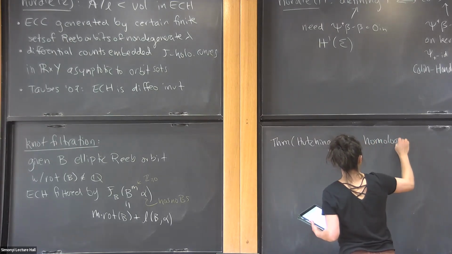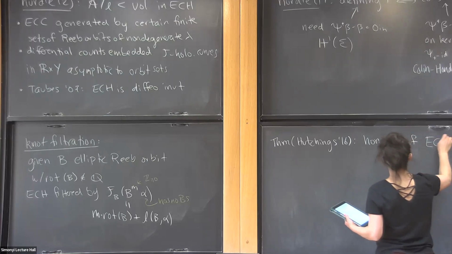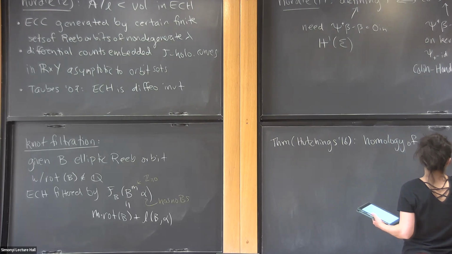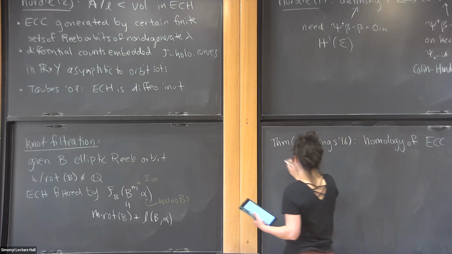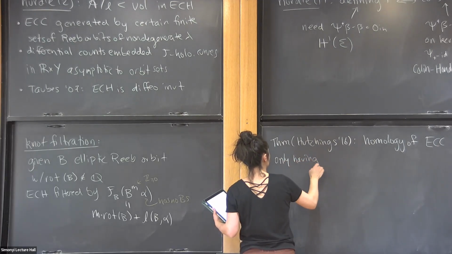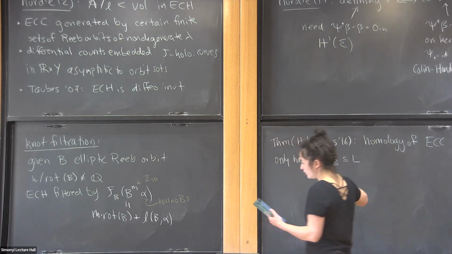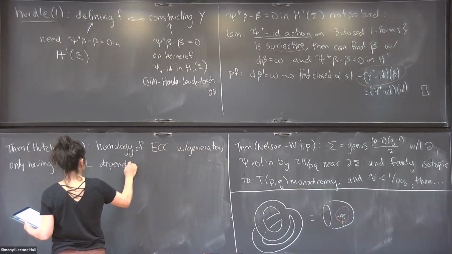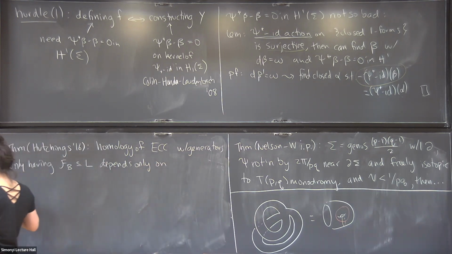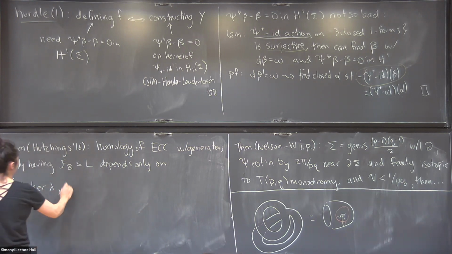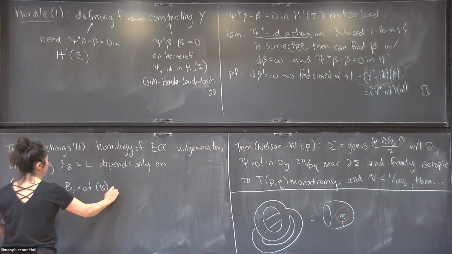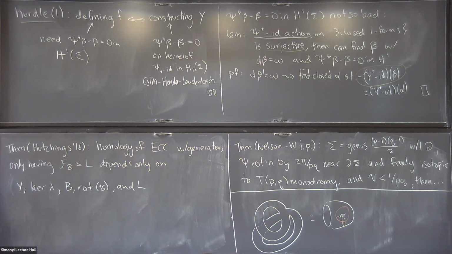Homology of the ECH chain complex with generators only having filtration level less than a certain level L depends only on the three-manifold, the contact structure, the elliptic orbit, its rotation number, and L. So this is great because I much prefer to pick my contact form within the same contact structure.